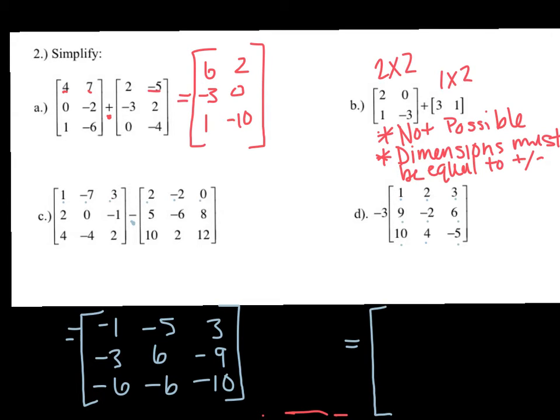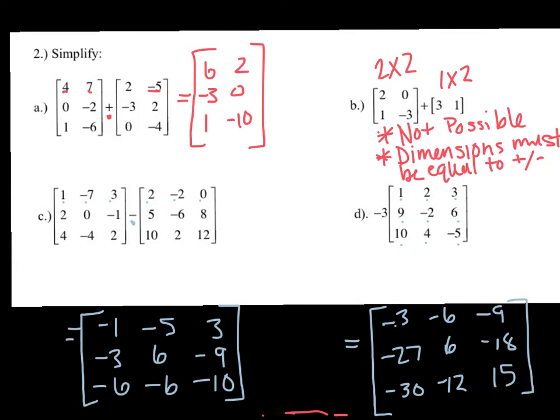So 1 times -3 is -3. 2 times -3, 3 times -3, 9 times -3, -3 times -2, -3 times 6, -18, -3 times 10, -30. -3 times 4 is -12, and -3 times -5 is +15. So that's all there is to it.